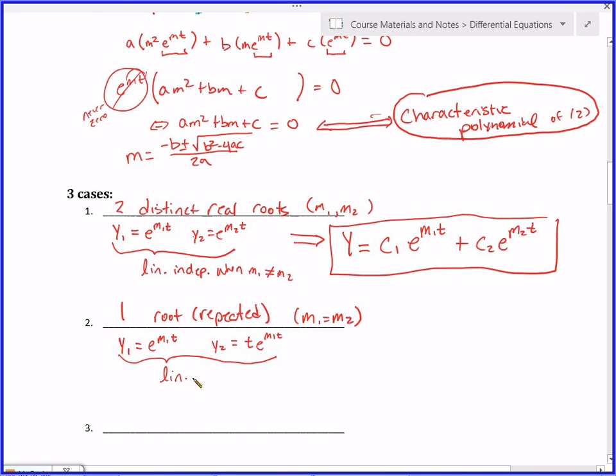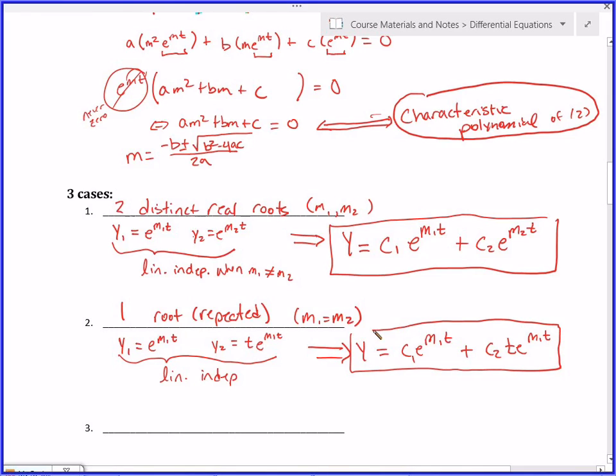These are linearly independent, which means if you get a repeated root, your general solution is C1 e to the m1t plus C2 t e to the m1t. You should not be able to sleep tonight until you've tried plugging this in to that differential equation, number 2 above.